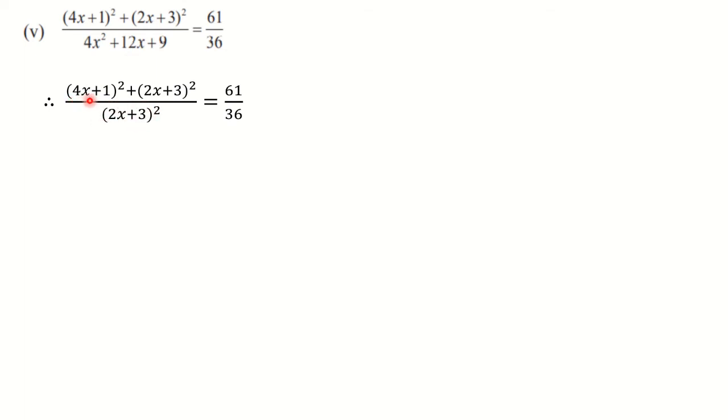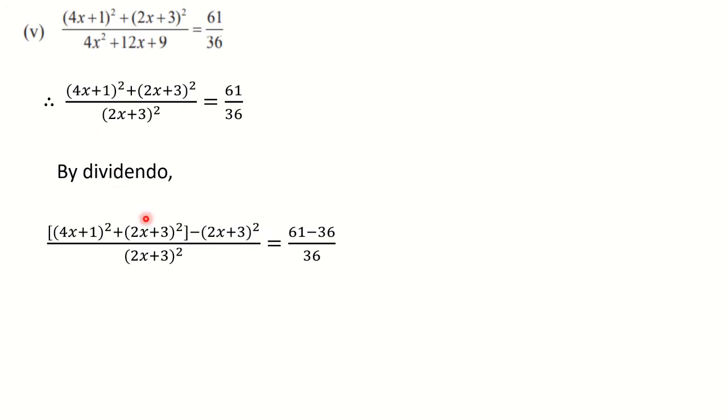See, so it will become 4x plus 1 the whole square plus 2x plus 3 the whole square upon 2x plus 3 the whole square. And here you will get 61 upon 36 as it is from up. Now see here, this is positive and this is also positive. And if we want to cancel it from the numerator, then we have to go for dividendo. So you can make use of dividendo here, and then you will find that this bracket will get cancelled in the numerator. Okay. So what you will get, 4x plus 1 the whole square upon 2x plus 3 the whole square is equal to 25 upon 36.